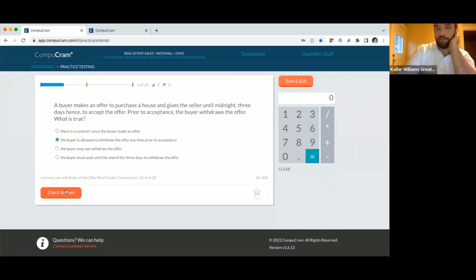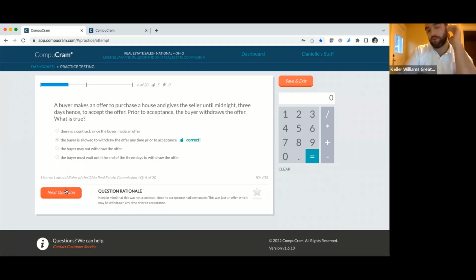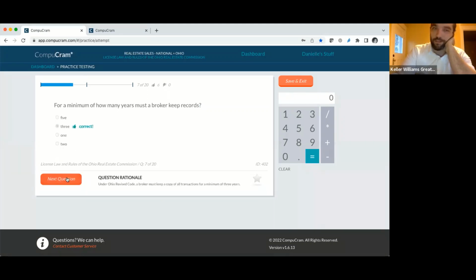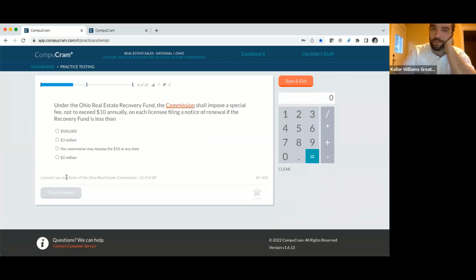Yeah, B's right. Anytime they want, they can withdraw the offer until it is accepted, at which time they need to hang on, or they're now under contract. For a minimum of how many years must a broker keep records? A, 5 years, B, 3 years, C, 1 year, or D, 2 years. Yeah, it's B, 3 years. 3 years to the day.